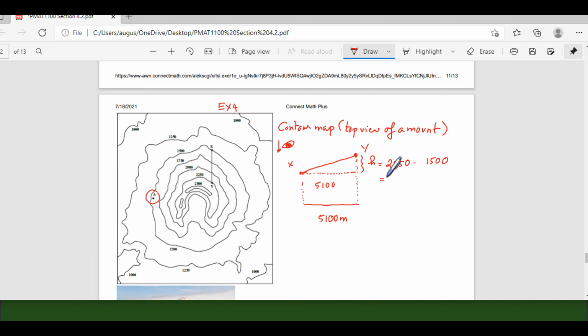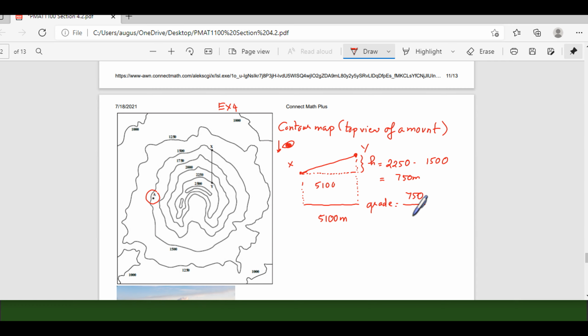Okay, so you get around 750 meters as the elevation. But in order to find the grade, we need to find the percentage. So the grade will be equal to the elevation, you divide by what? Divide by the longer leg, so divide by the distance between point X and point Y when you're looking downward from the top.